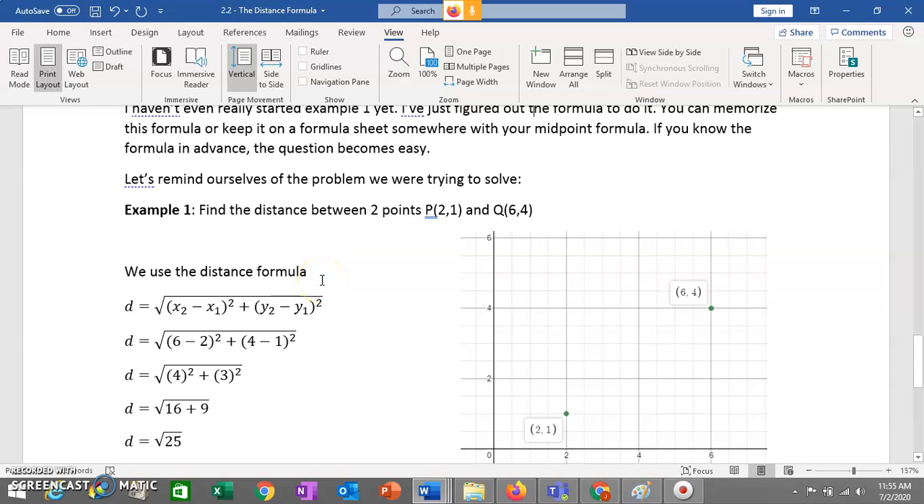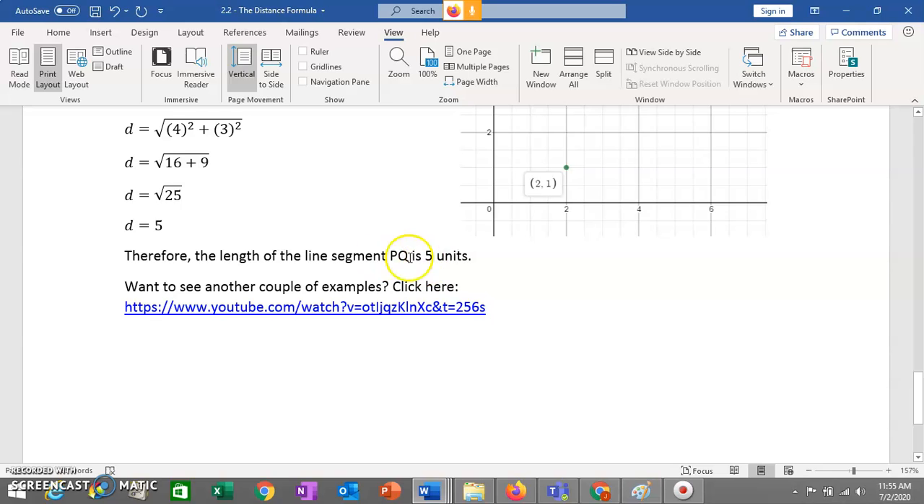The one thing you want to keep in mind, just like slope, is to be careful about where you put your x2, your x1, your y2, and your y1, because they have to match up. So just be very careful with that. But beyond that, it's just a simple calculation. I've just done one example here. If you want to see another couple of examples, please watch this video.